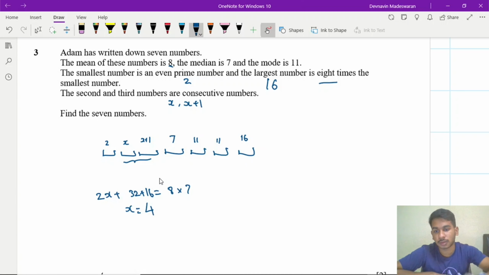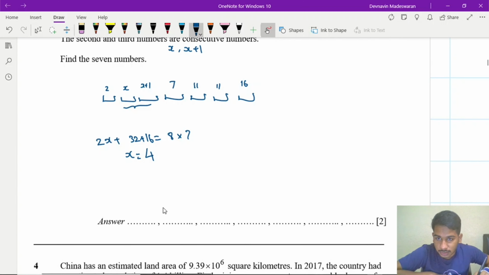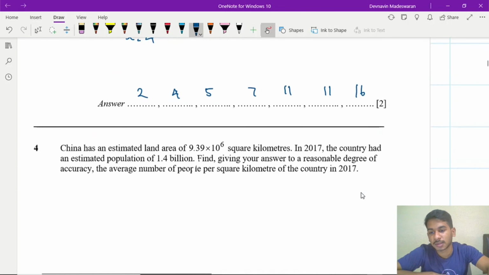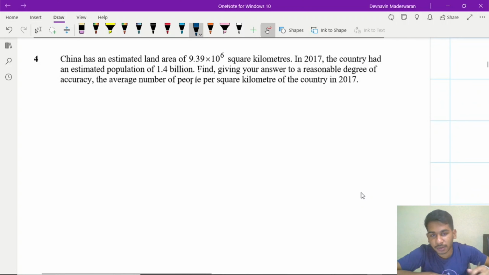All right, so we have all the numbers: 2, 4, 5, 7, 11, 11, and 16. Cool. China has an estimated land area of that much square kilometers, km squared. In 2017, the country had an estimated population of 1.4 billion.